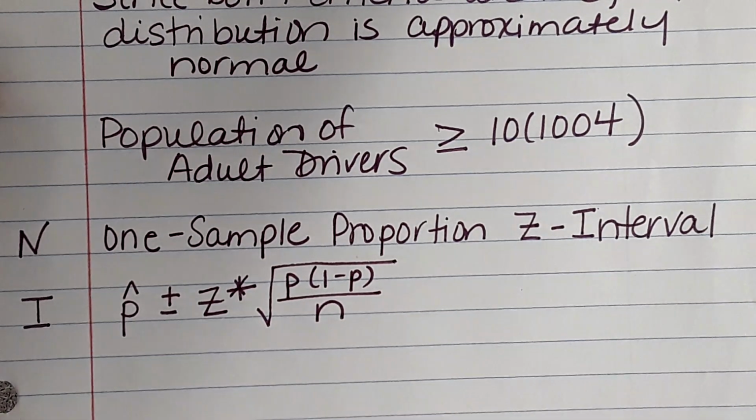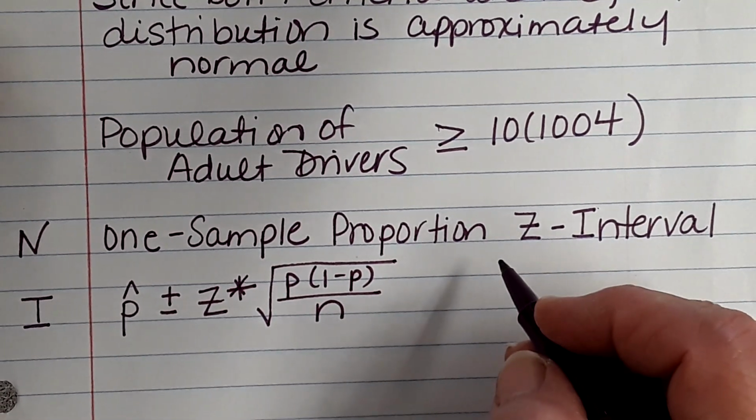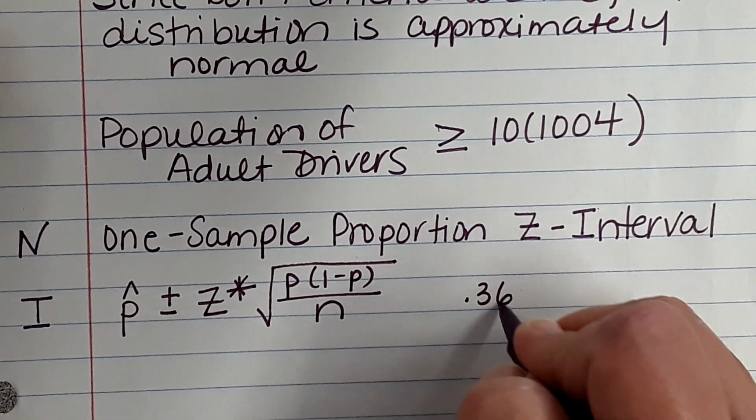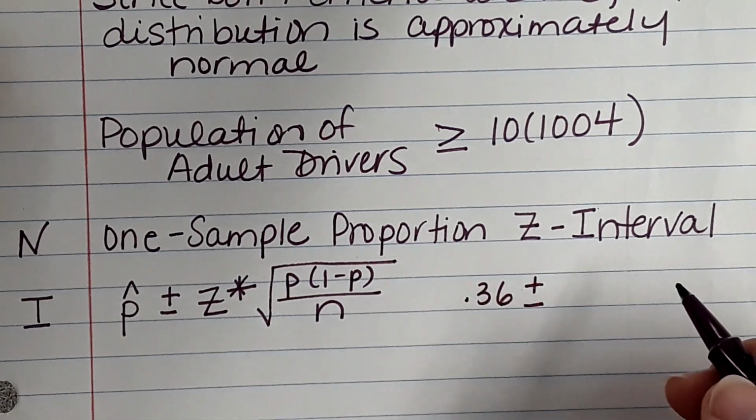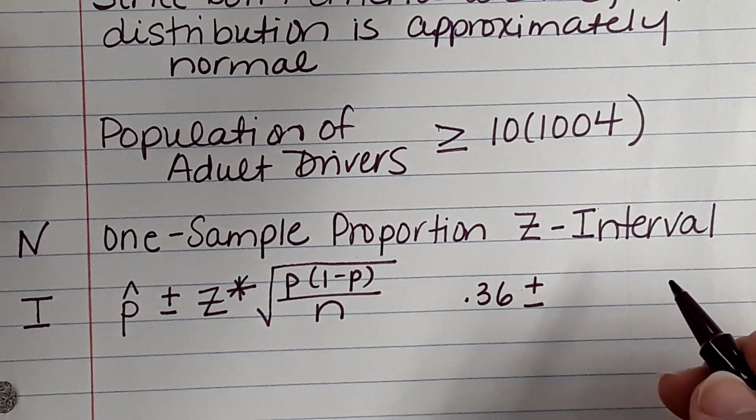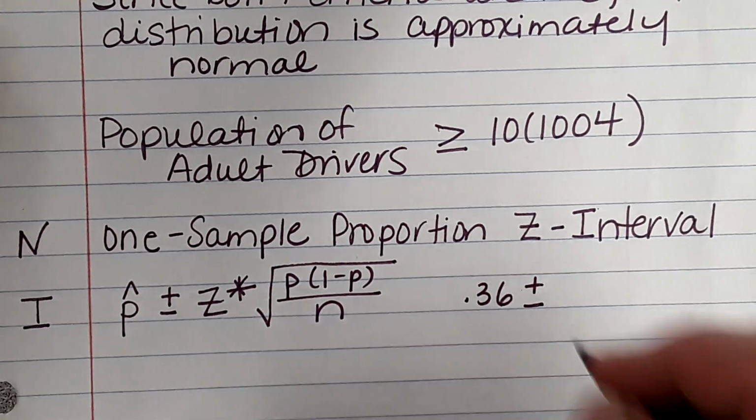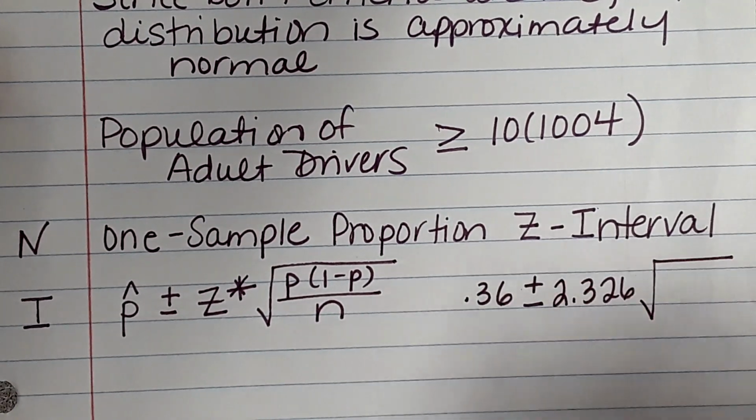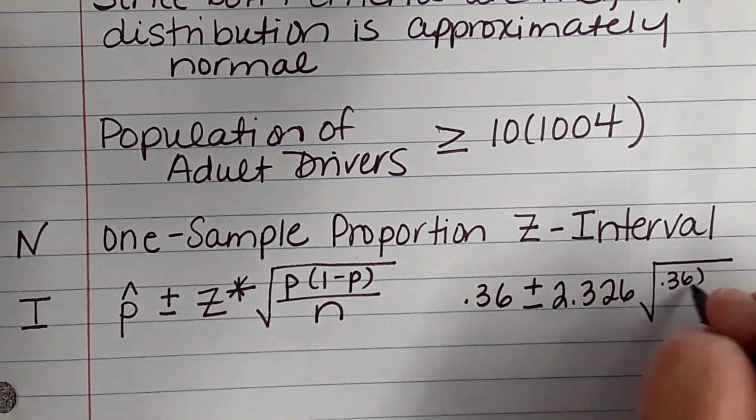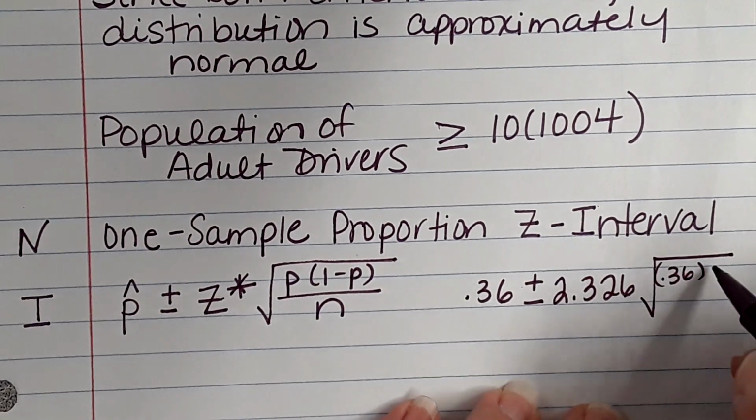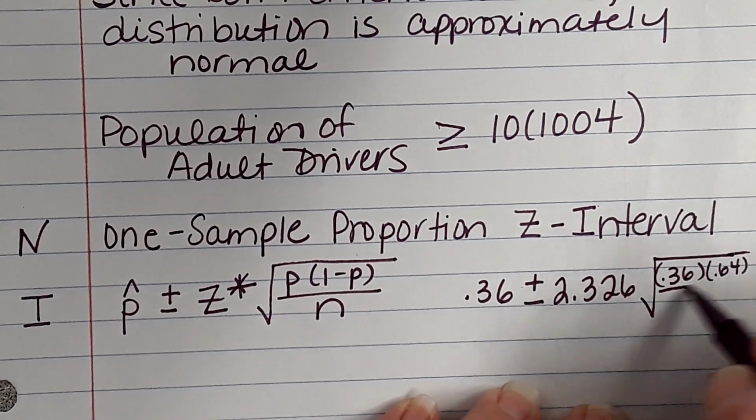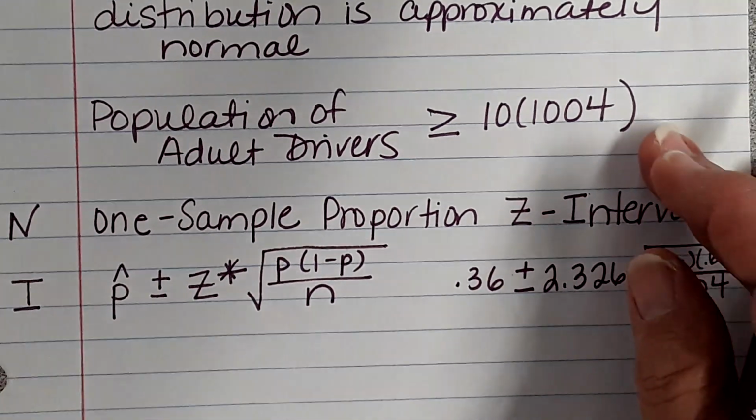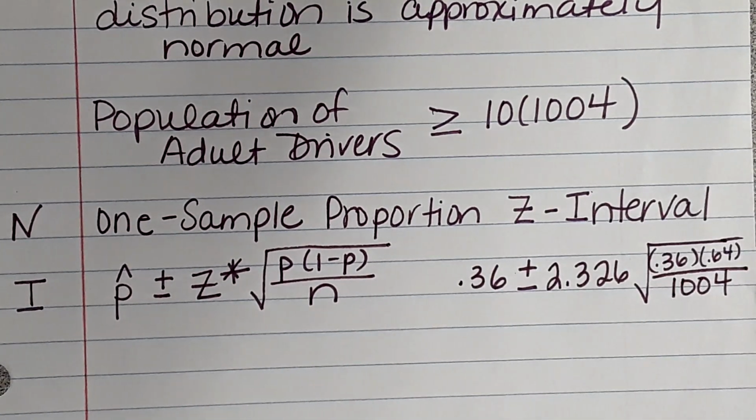So what is P hat? 0.36. What is our Z star? We want to be 98% confident, so what's our Z star? 2.326. Okay? And then our P is 0.36 times 0.64, and we're going to divide it by 1,004.